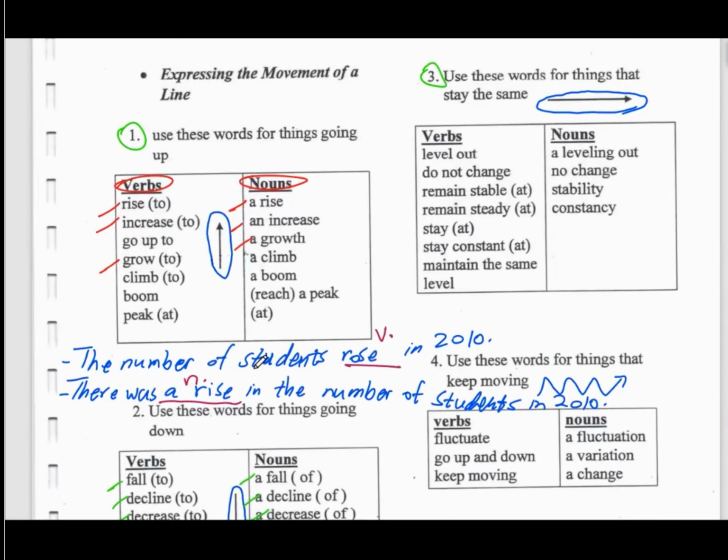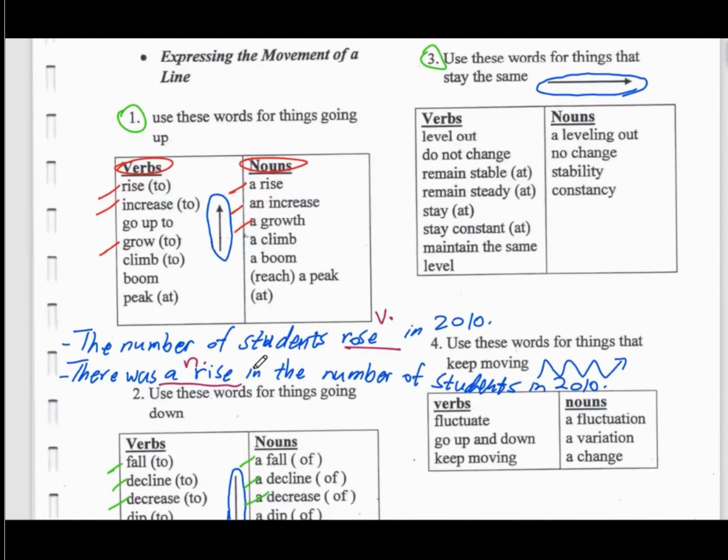In this one, if there is no change, you can say the number of students levels out, means does not change, or remain stable, or remain steady, the same. There is a leveling out in the number. There is no change in the number. There is a stability in the number. All with the same meaning.